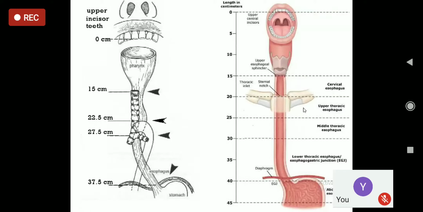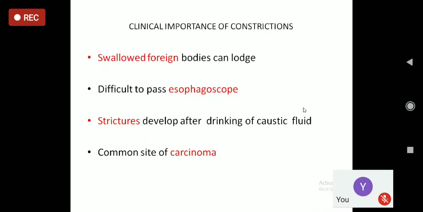This is very important from both the clinical and theoretical points of view. Why should we know about these constrictions? What is their clinical importance? Swallowed foreign bodies are most commonly lodged within these sites of constriction. So we should know these four normal sites. These are also the sites where there is difficulty passing the esophagoscope during endoscopy.